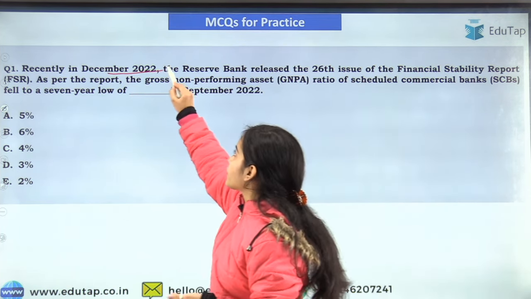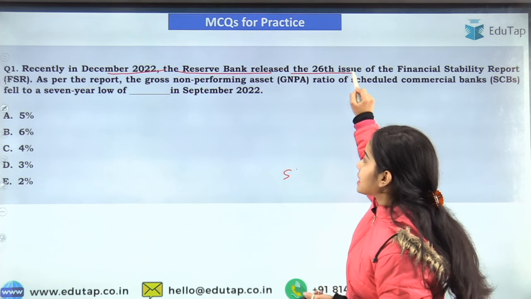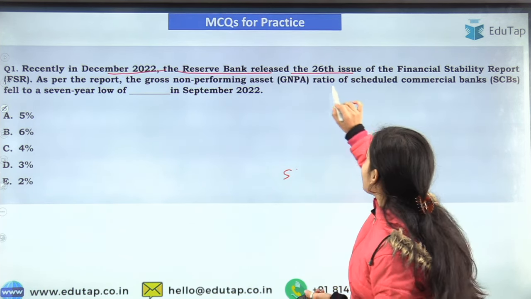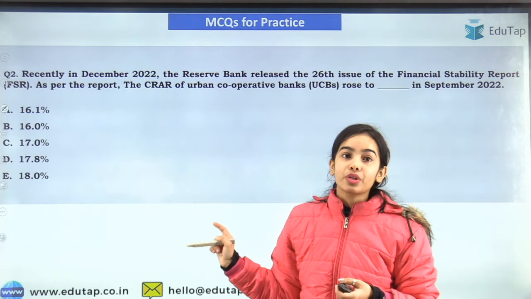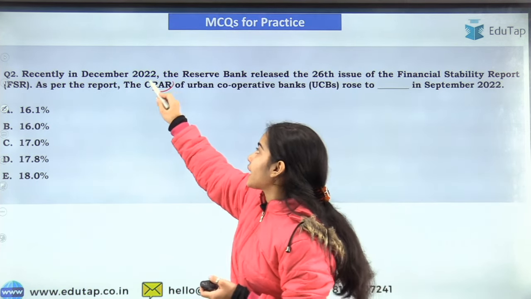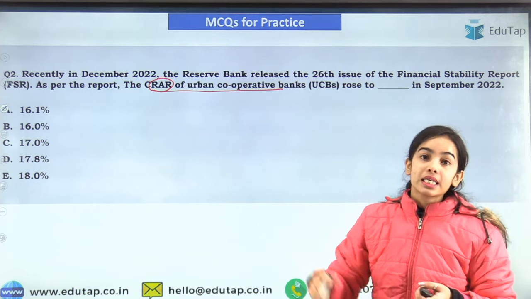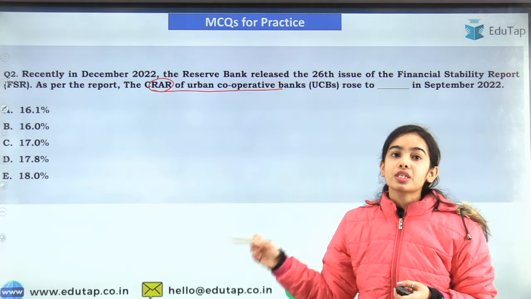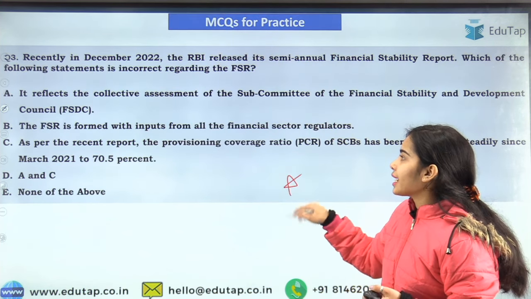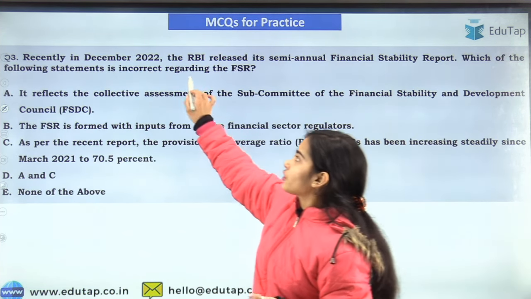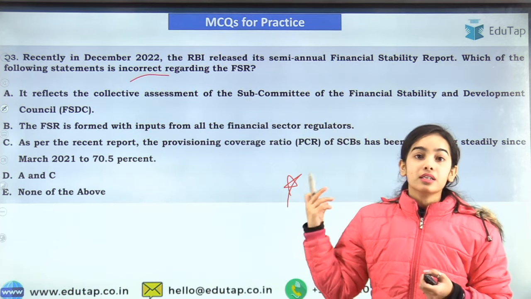Recently in December 2022, the Reserve Bank released the 26th issue. You have to tell the GNPA ratio. Okay, I hope you remember this. This is a very important data point that you should remember. The next is the CRAR you have to tell for the urban cooperative banks. Again, these are confusing data points, but you have to have a clear understanding of this also. Next is regarding the FSR. You have to tell which of the following statements is incorrect regarding the FSR.